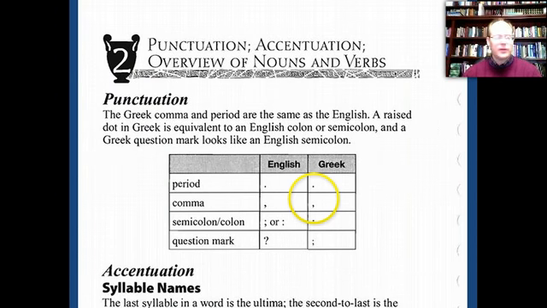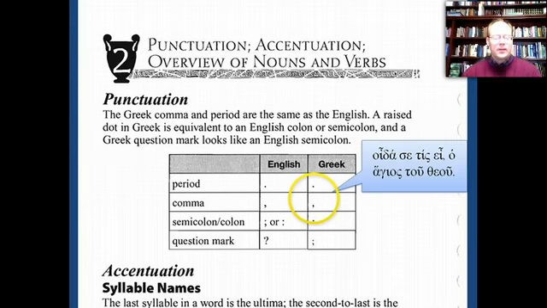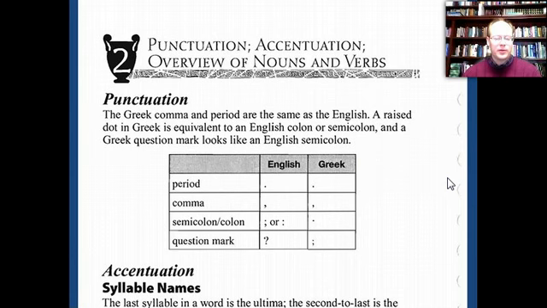The Greek comma and period are the same as in English, and in this sentence, "I know you who you are." Notice that there's a comma after the E. Then o agios to theou, there's a period. Those function just like English commas and periods. A raised dot in Greek, which is right here, is equivalent to an English colon or a semicolon. And a Greek question mark looks like a semicolon.